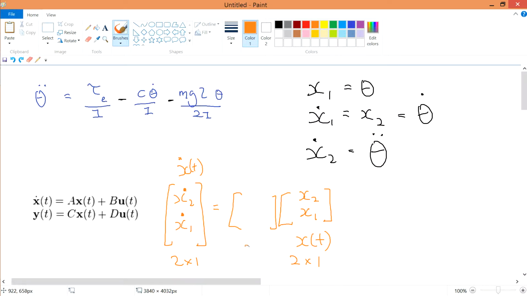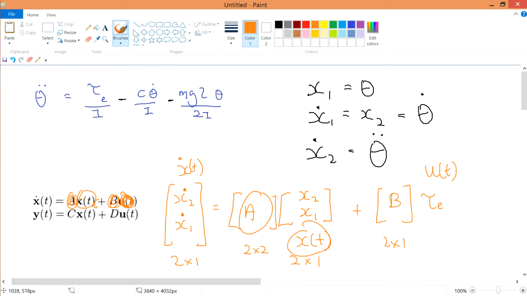You need to know when to use these things. Then plus, if you still remember, this must also be 2 times 1, and then I'll have T_e over here. In other words, this is actually u(t), which is this one. B is over here, and this is A. I'm simply rewriting the whole equation as Ax(t) plus Bu(t). I think this is pretty much clear.